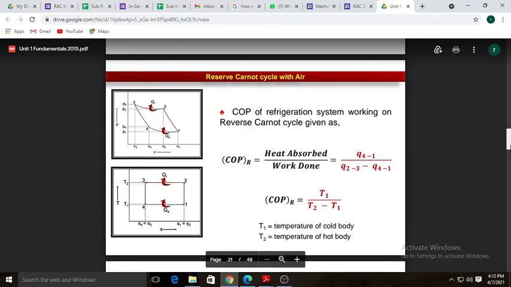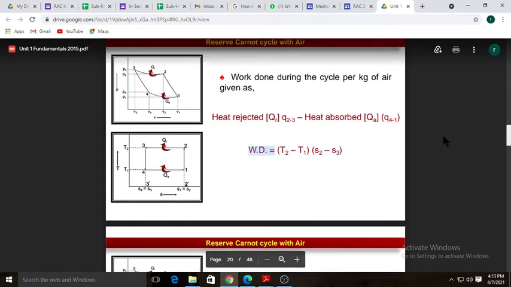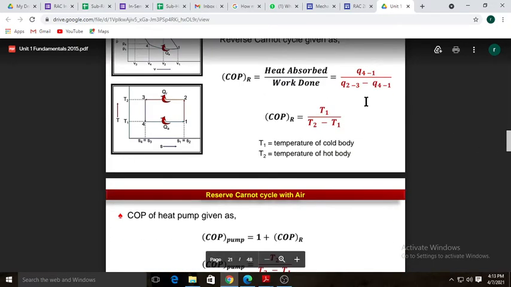While calculating the COP of this reverse Carnot cycle, COP is the ratio of the heat absorbed to the work done. Here heat absorbed is Q_A or Q_4-1, and work done is the difference Q_R minus Q_A, which equals Q_2-3 minus Q_4-1.